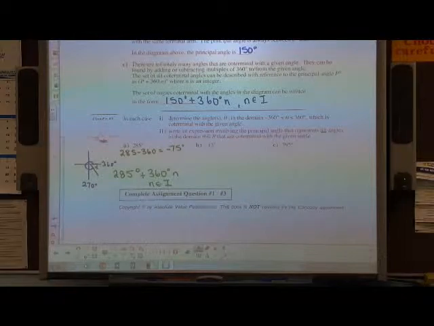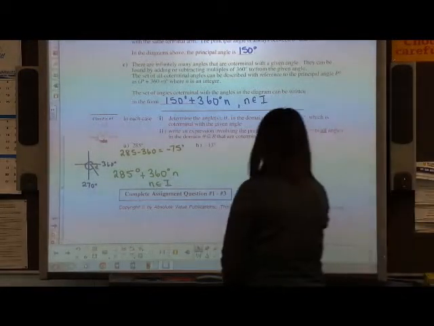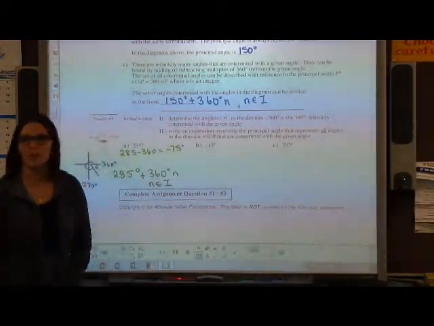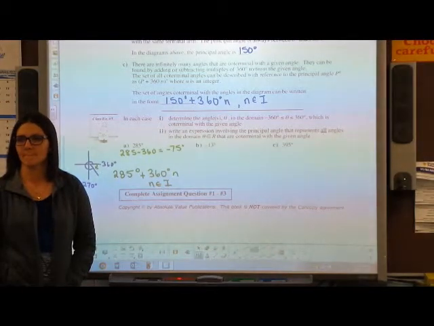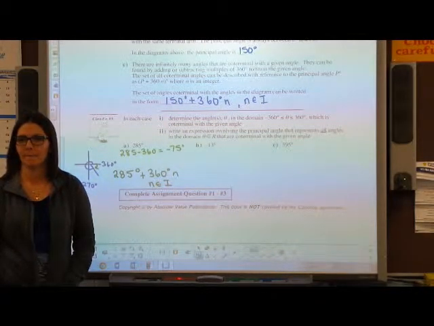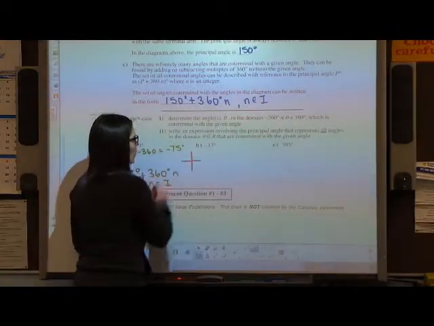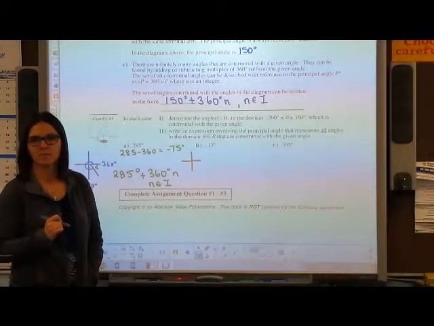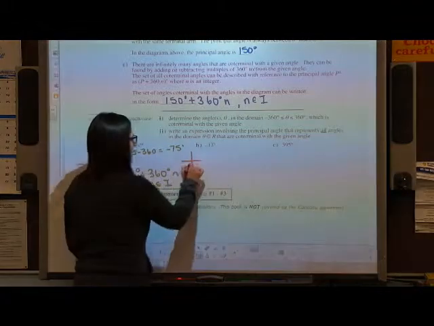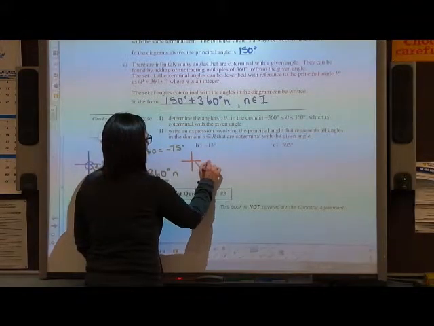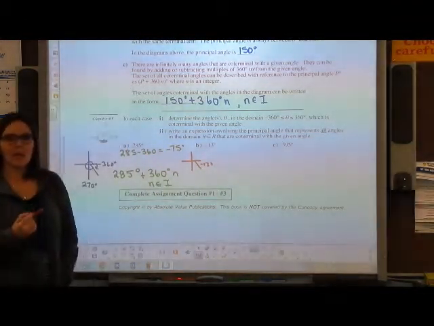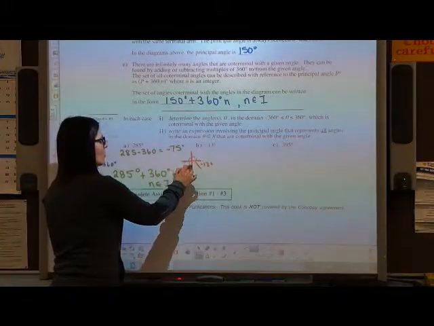Okay, so negative 13 degrees. How did you approach that one? Did anybody sketch it? Okay. So if I sketch it, what quadrant am I in, Rachel? Quadrant 4. Okay, so there's my negative 13. So then how would I determine the positive angle going this way?